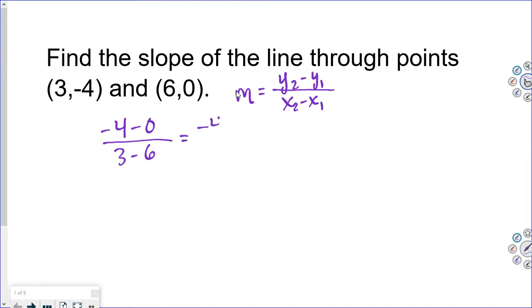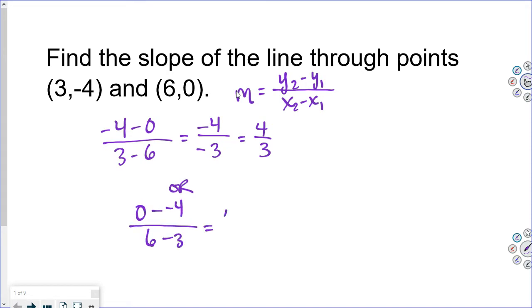So you get -4 over -3, which will then simplify to be positive. Now keep in mind, we could have flipped those. In other words, we could have done 0 minus -4 and then -6 minus 3. Again, you would have ended up with the same answer. You just make sure that if you flip the top, you also have to flip the bottom. So you have to be consistent about which point you start with.